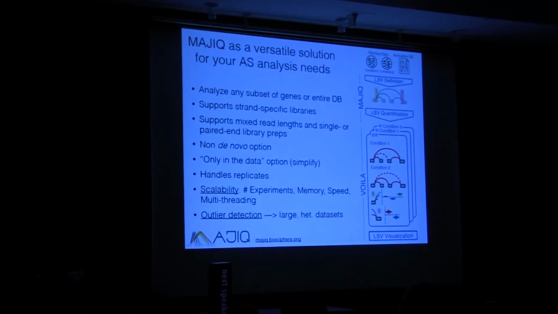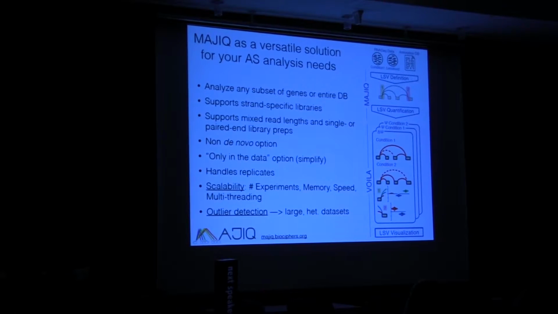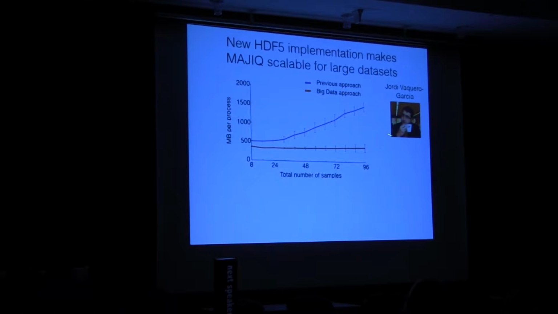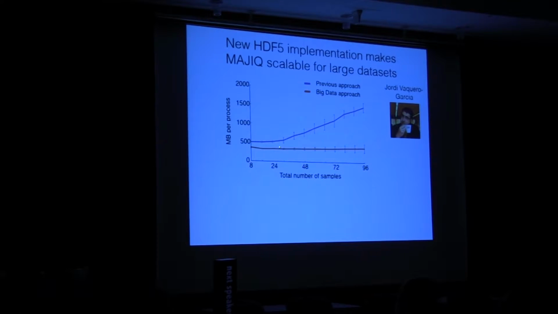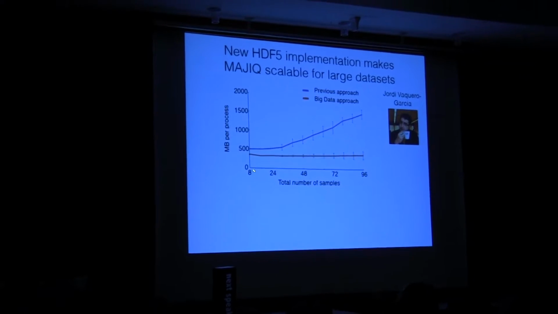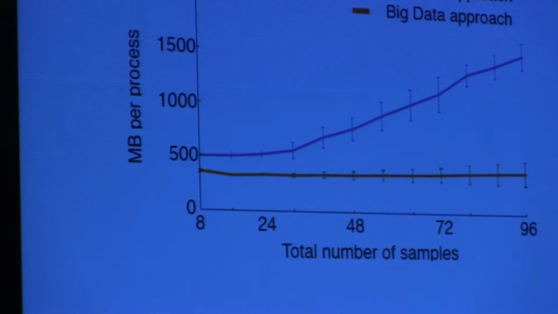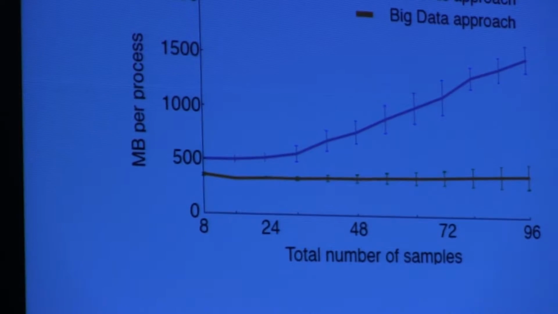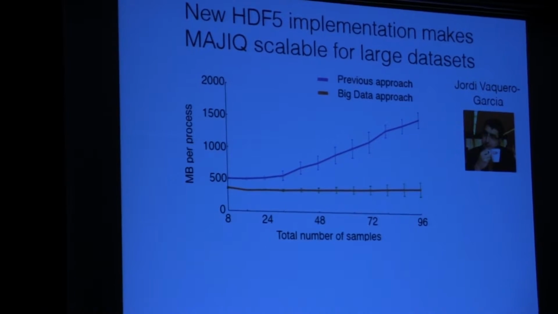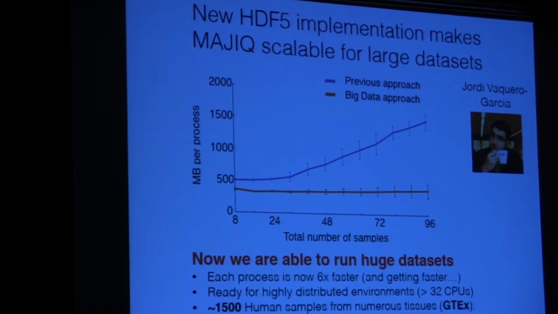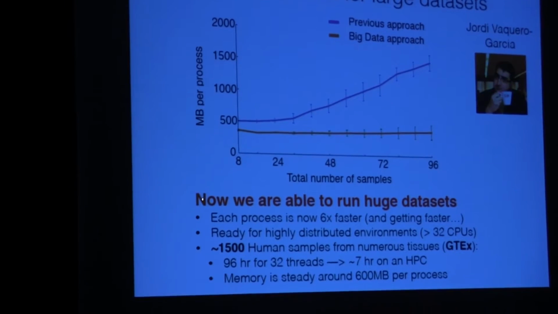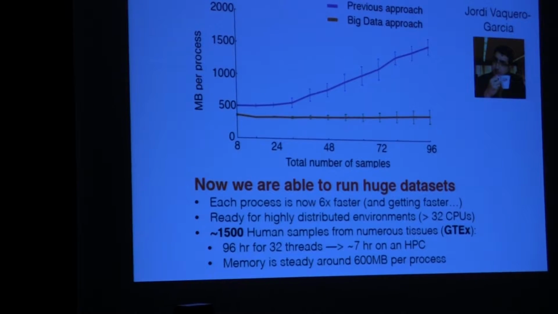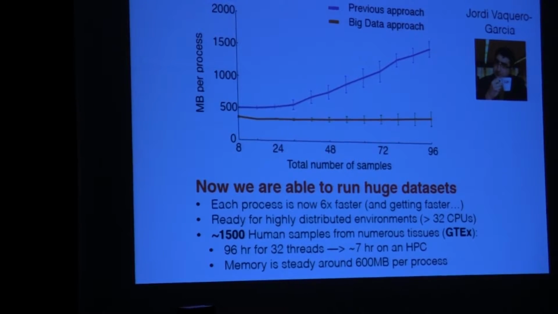Lastly, real quick, I want to talk about 2 things we've been developing more recently for scalability and outlier detection in large heterogeneous data sets. So Jordi, the developer in the lab who wrote MAJIQ, re-implemented MAJIQ using HDF5, and you can see now that it's very scalable with the amount of memory it uses per CPU, under 500 for this range that we see here. So now we can run really large data sets for splicing quantification. It's 6 times faster than the old one. This implementation can be run on HPCs and other highly distributed environments.